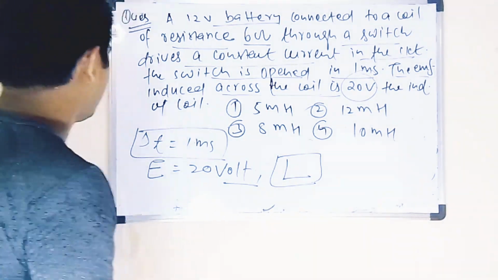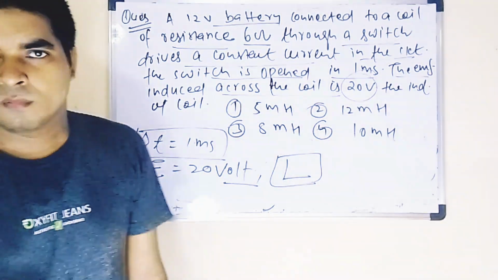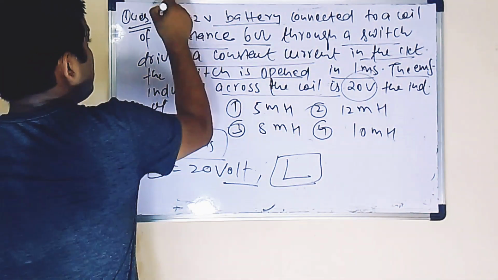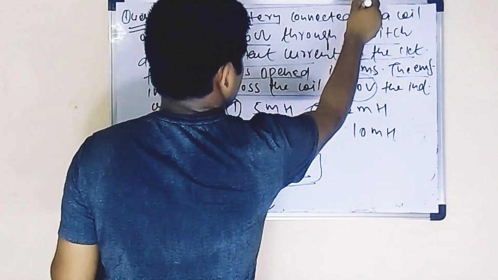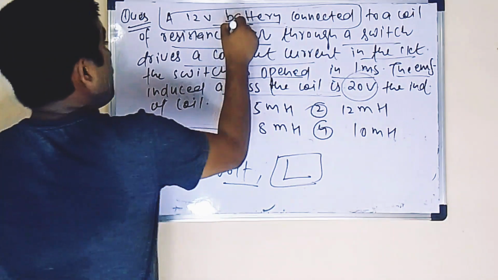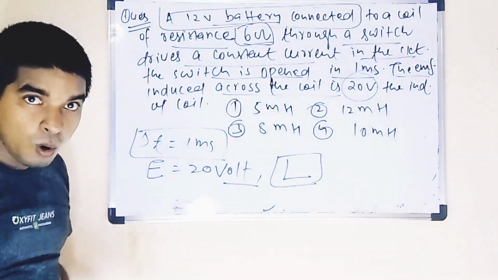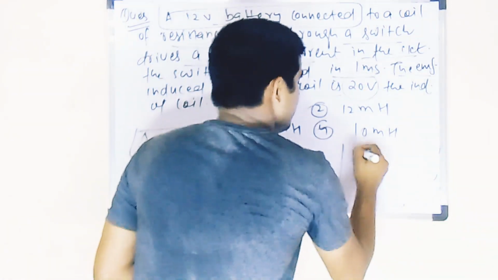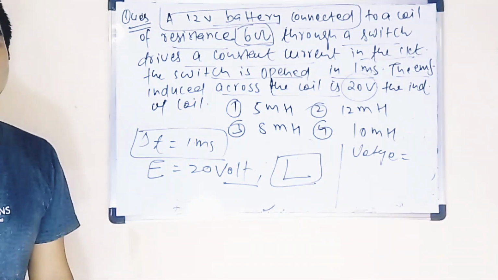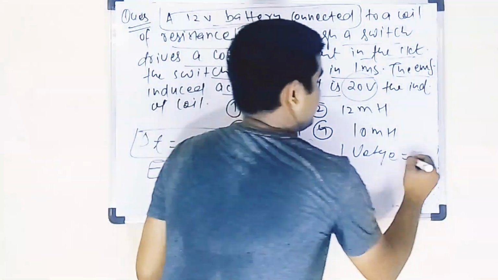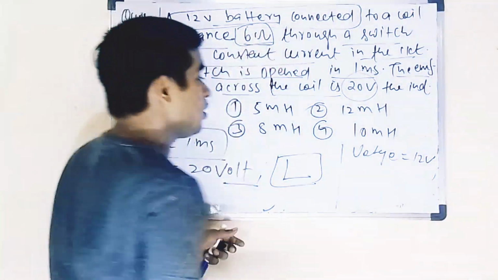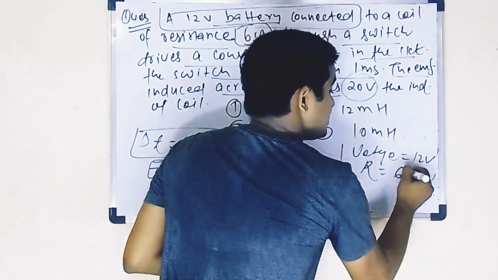No problem, my student. A 12 volt battery is connected to a coil of resistance 6 ohm. So the voltage of the battery is what? 12 volt. The resistance of the coil is what? 6 ohm.